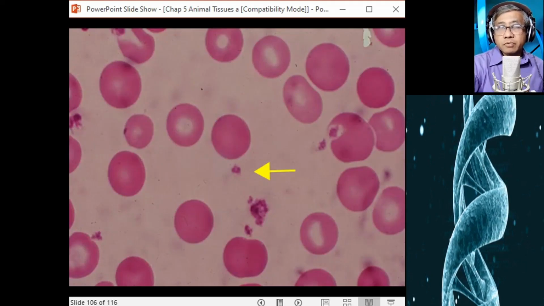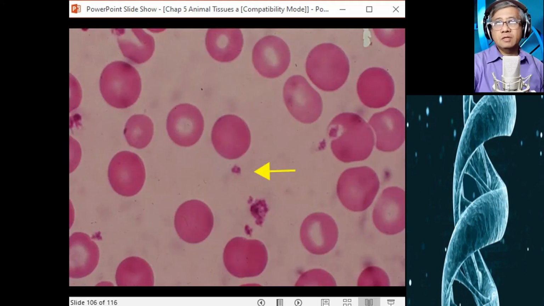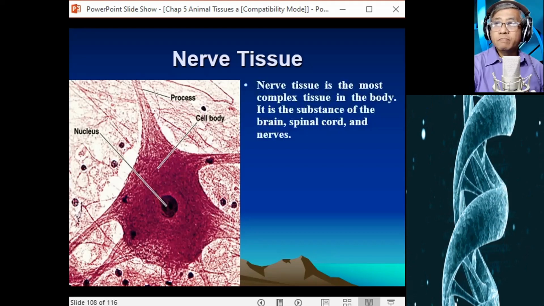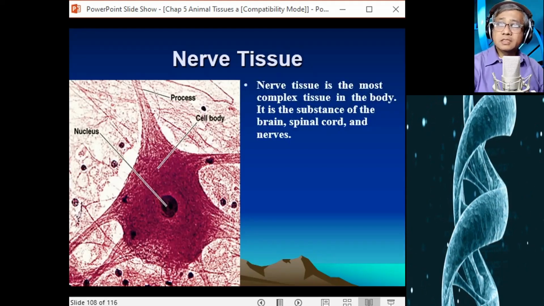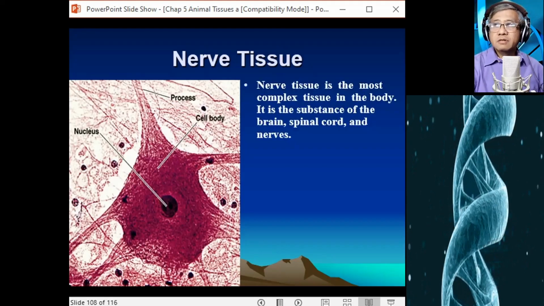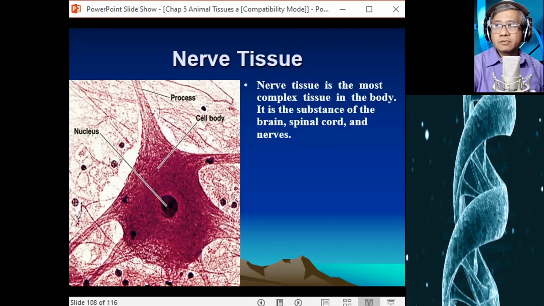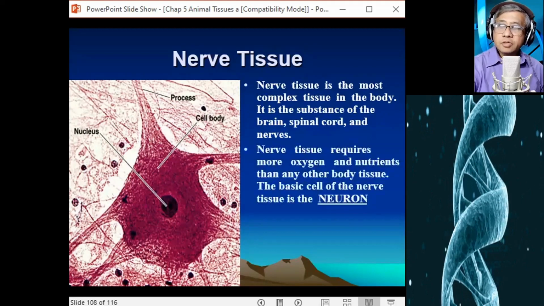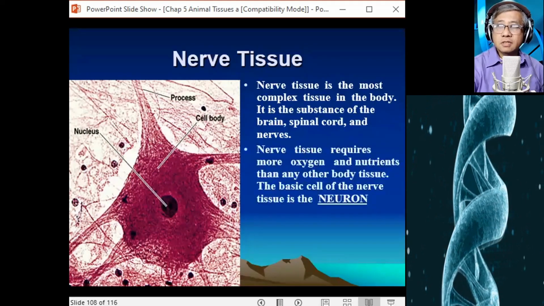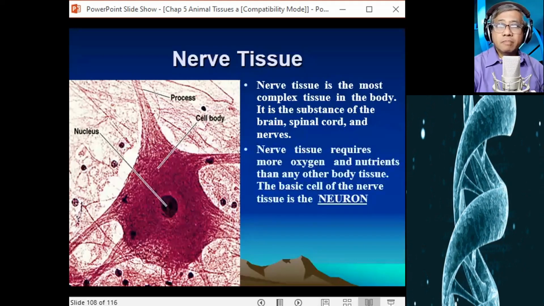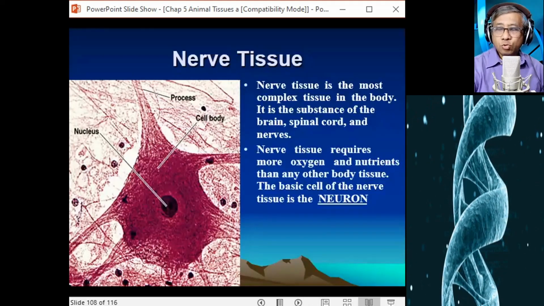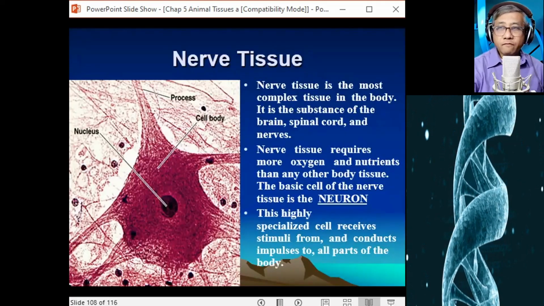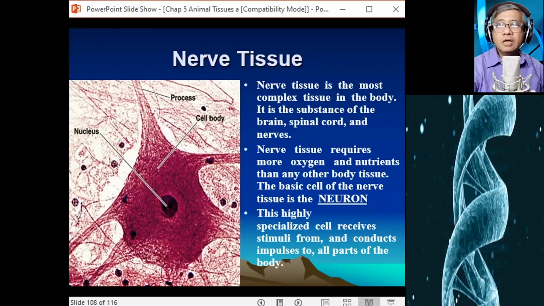So, connective tissue proper, supportive connective tissue, and fluid connective tissue. Nerve tissue is one of the most complex tissues in our body, and it is abundant. It is the substance of the brain, the spinal cord, and the nerves. So our brain, spinal cord, and nerves are made up of this type of tissue. Nerve tissue requires more oxygen and nutrients than any other body tissue, and the basic unit of nerve tissue is the neuron.